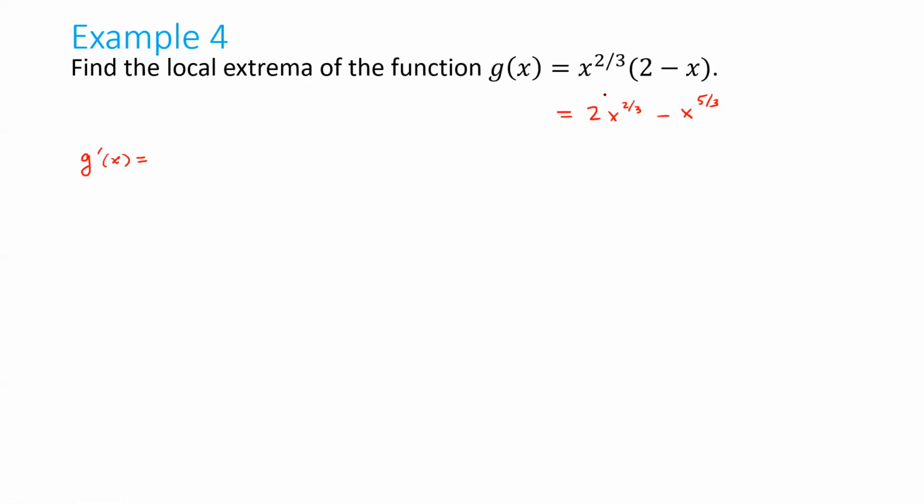Using this form of it that we wrote here to take the derivative. So we should get 2 over 3 times 2 is 4 over 3, x to the, let's see, 2 over 3 minus 1 will be negative 1 over 3. And then for the next term, we'll have 5 over 3, x to the 5 over 3 minus 1 will be 2 over 3.